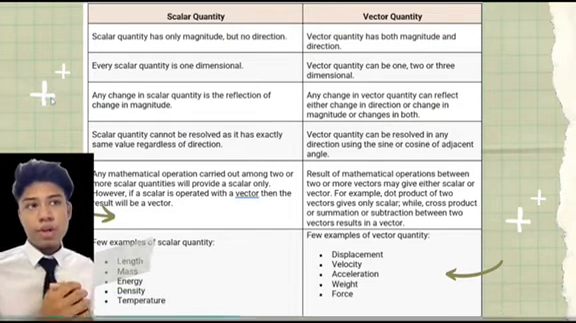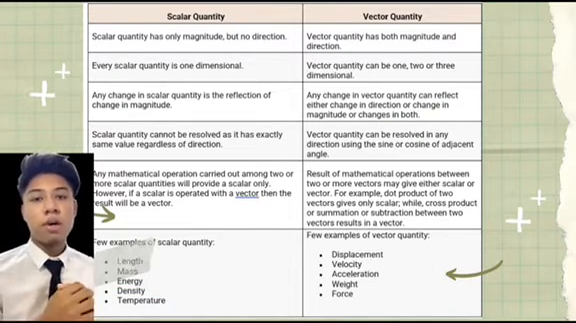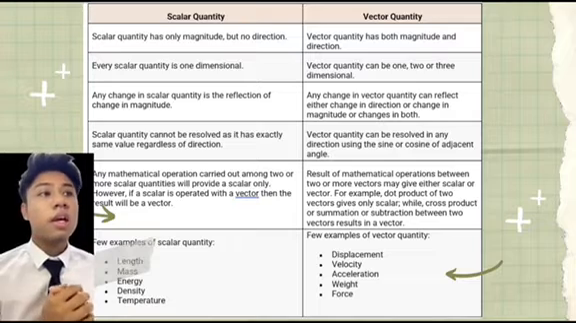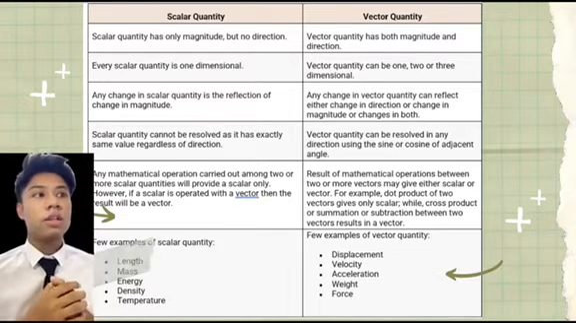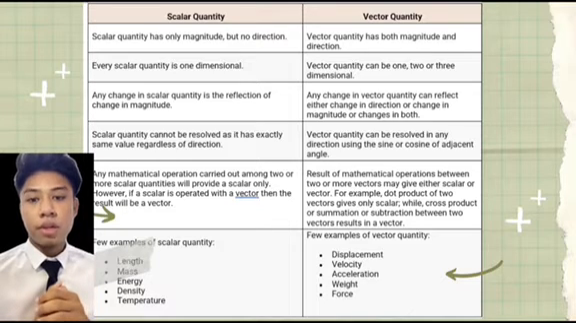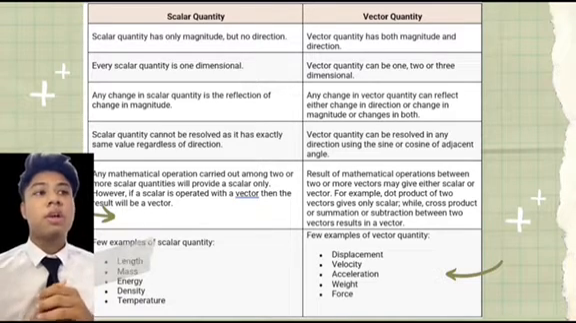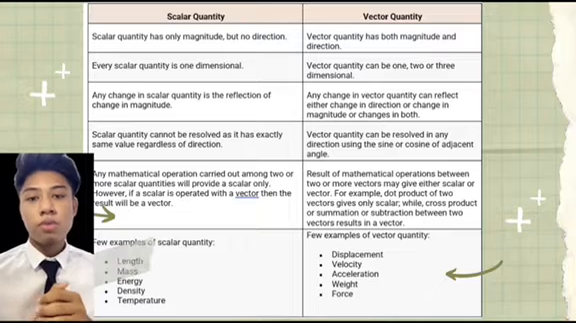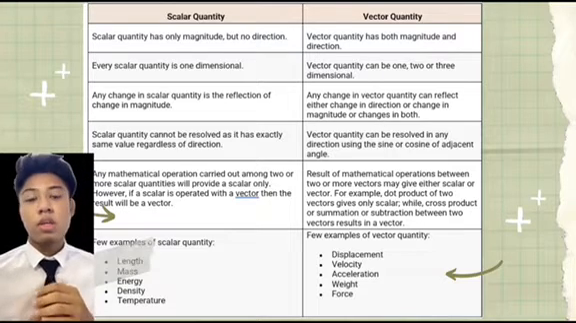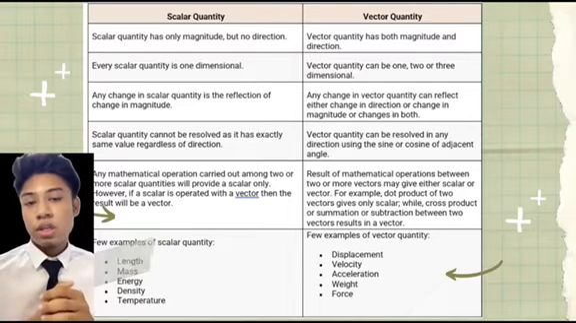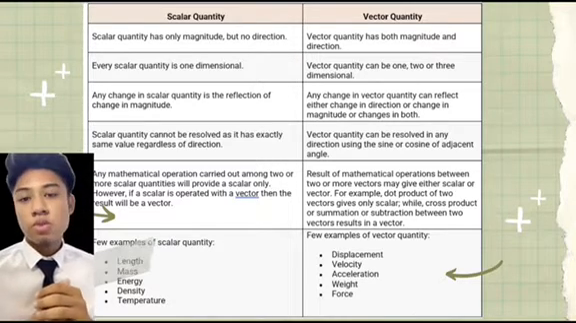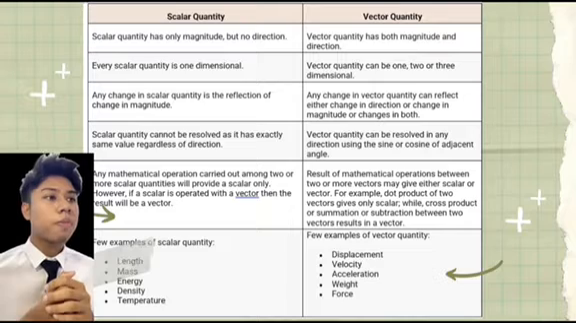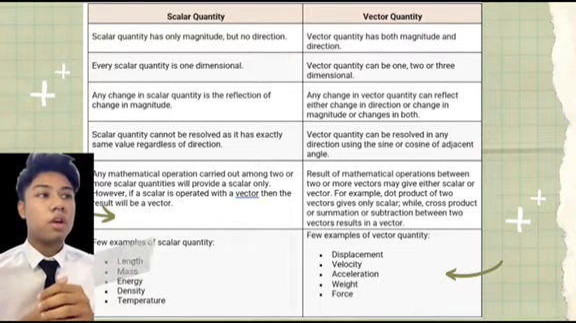As you can see on your screen right now, there is a table of differences between scalar quantity and vector quantity. The first difference is that scalar quantity has only magnitude but no direction, while vector quantity has both magnitude and direction. The second point is that every scalar quantity is one-dimensional, while vector quantity can be one, two, or three-dimensional. The third is that scalar quantity cannot be resolved as it has exactly the same value regardless of direction, while vector quantity can be resolved in any direction using the sine or cosine projection of the adjacent angle.